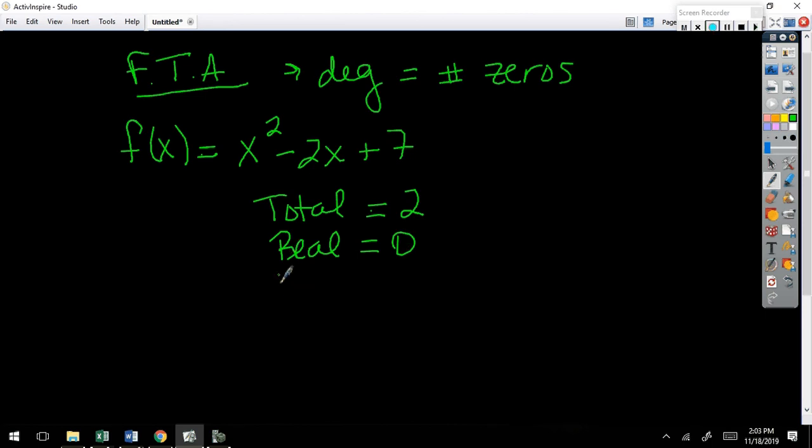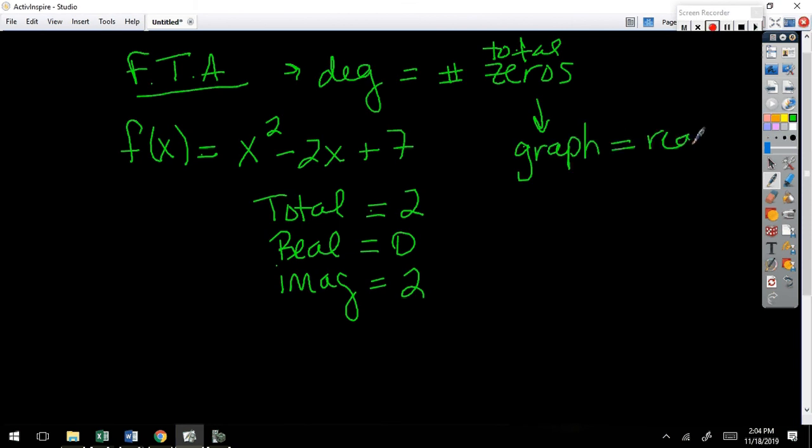Okay, and so we can employ this method on finding the number of zeros for any equation. So remember, when we're looking up how many zeros, we want to use the degree for the total, and then the graph on your calculator tells you how many real. And then, of course, whatever's left must be your imaginary solutions, okay? How many imaginary zeros? All right, moving on.